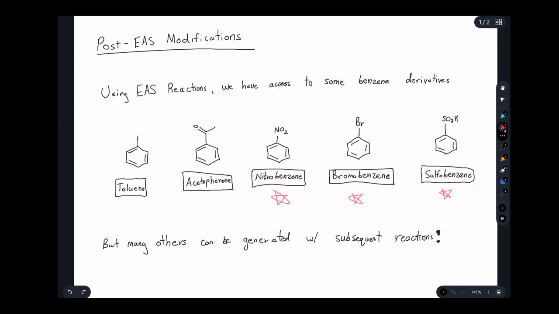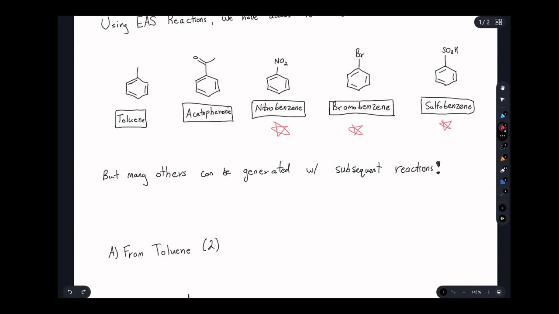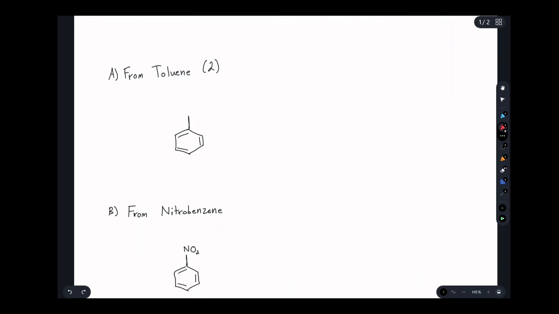We have these derivatives, and that's awesome. But we can generate many others by further reacting these EAS products. These reactions are not going to be EAS reactions anymore, because remember, EAS reactions specifically involve the three steps of activating an electrophile, benzene attacking, and then aromaticity being restored. So unless benzene is attacking, unless we're adding things directly to benzene, it wouldn't be an EAS reaction. Now, what kind of reactions am I talking about? Let's look at a couple examples.